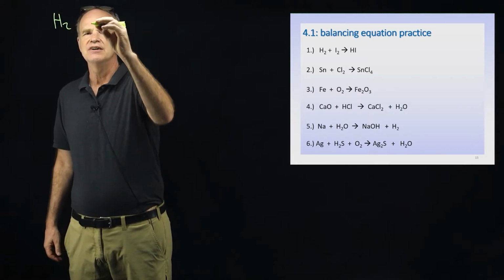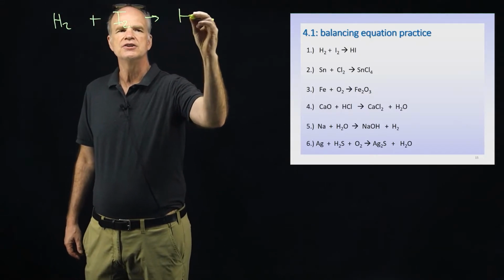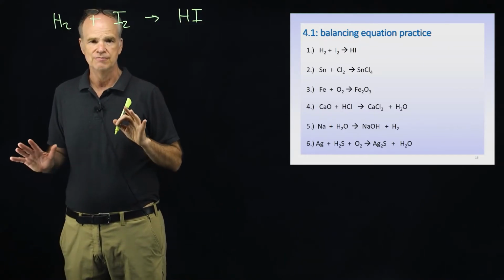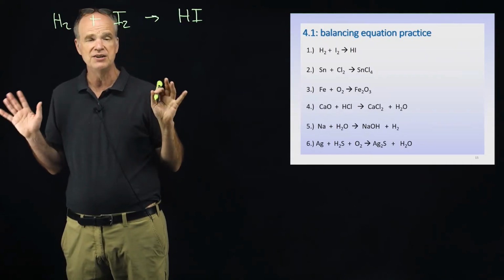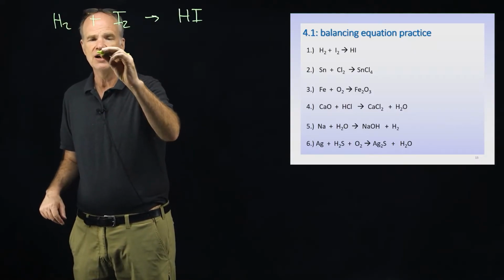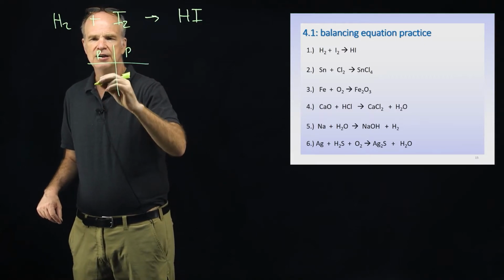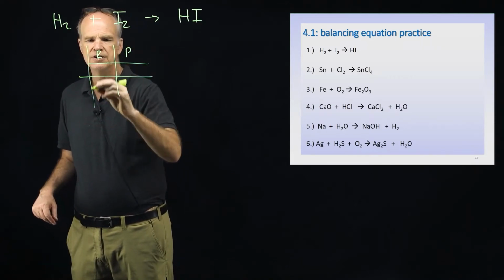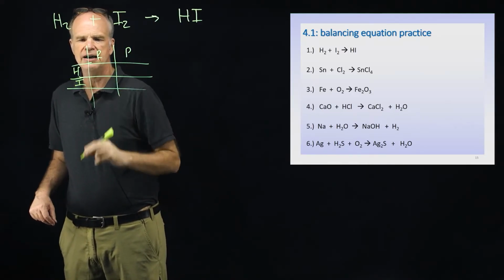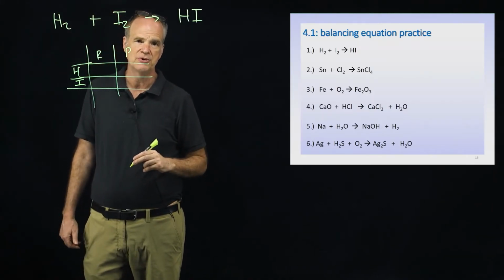Okay, so we have H2 plus I2 goes to HI. And if you're curious, HI is hydroiodic acid. You may be able to do this in your head immediately, but let's do it in a systematic way. I'm going to write R for reactants, P for products, and make a little chart with H and I. Now I'm going to count hydrogens and iodines on both the reactant side and the product side of the equation.